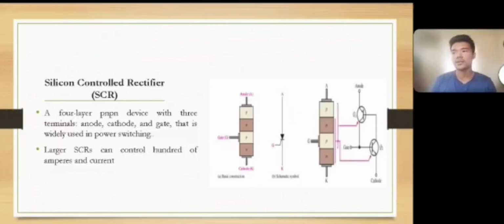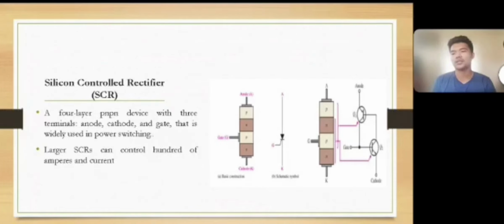Another type of the four-layer diode is the silicon controlled rectifier or the SCR. A silicon controlled rectifier is a four-layer PNPN device with three terminals: the anode, cathode, and the gate, that is widely used in power switching. Larger SCRs can control hundreds of amperes in current. What differentiates the silicon controlled rectifier from the Shockley diode is the addition of the gate.